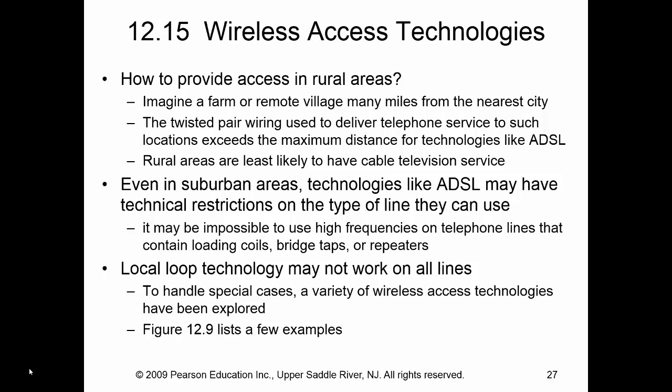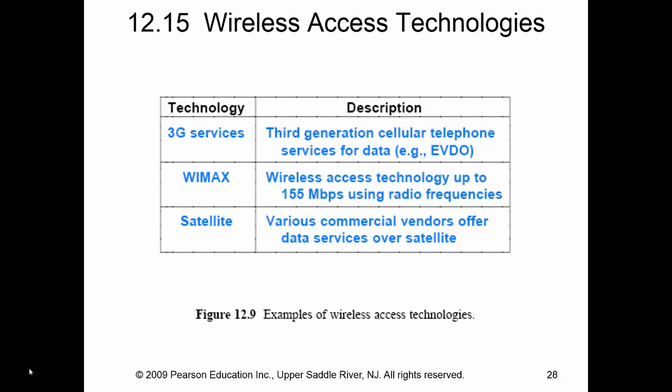So how is access in rural areas done? DSL can only go a few miles. Cable could go a little further, or fiber, just like it's expensive. One way is actually to do wireless. And what type of wireless would allow us to do that? We'd be looking at our 3/4G services, our cellular data, or our WiMAX.